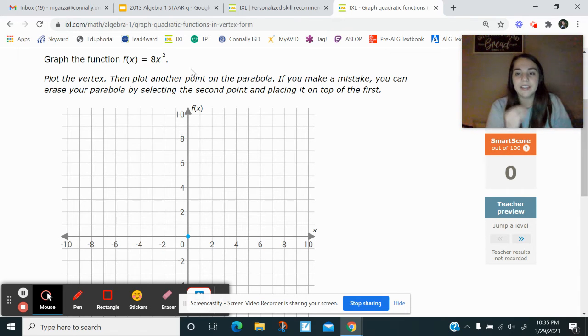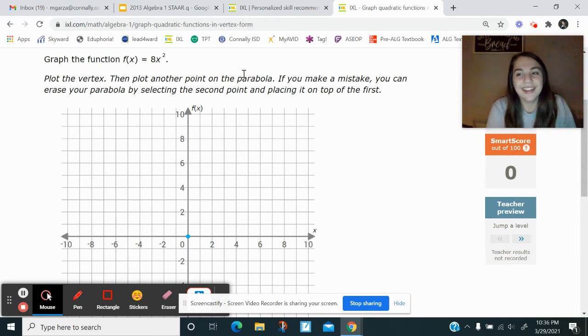Or you can pick random x values and see what your y value would be. So let's pick 2 as our x value. If I replace the x with a 2, I would have 2 squared, which is 4, and then 8 times 4, which is 32. Is that correct? Or is it 8 times 2? Okay, so it's 32, but it's way too high.